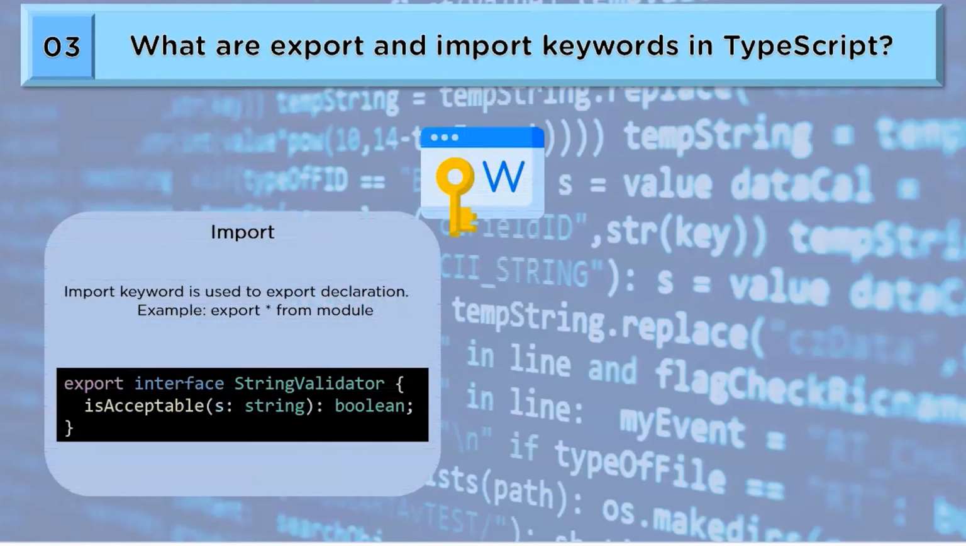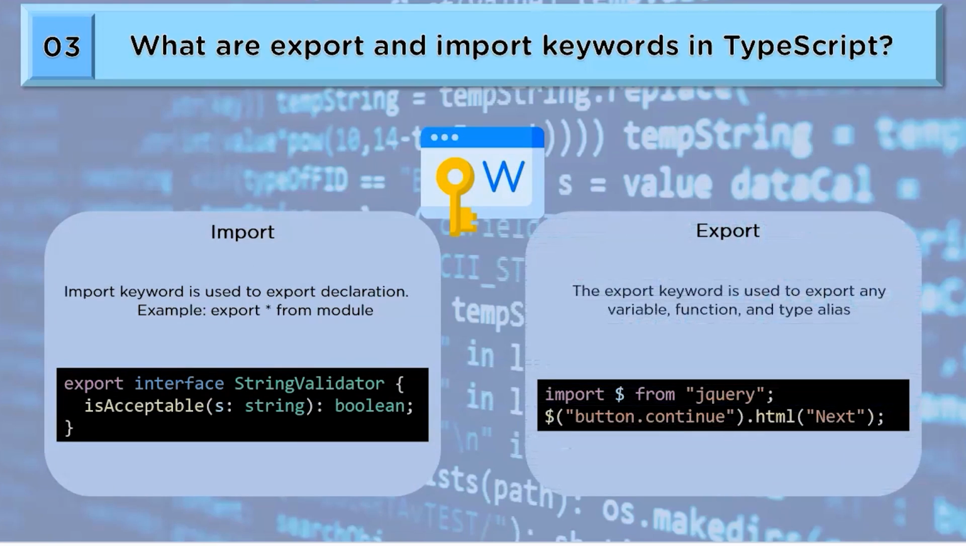The import keyword is used to import declarations. Example, export star from module. And the export keyword is used to export any variable, function, and type aliases. Below is the example for the import keyword and export keyword.